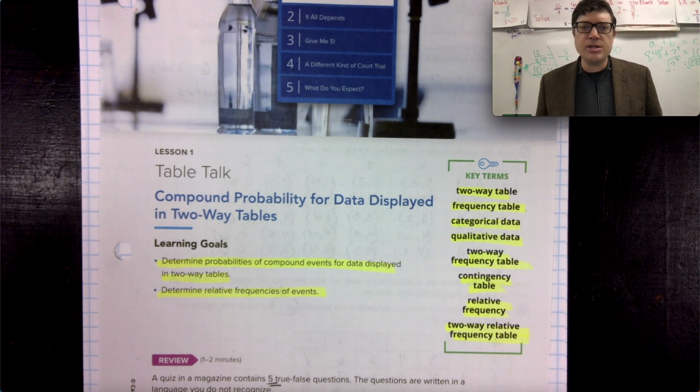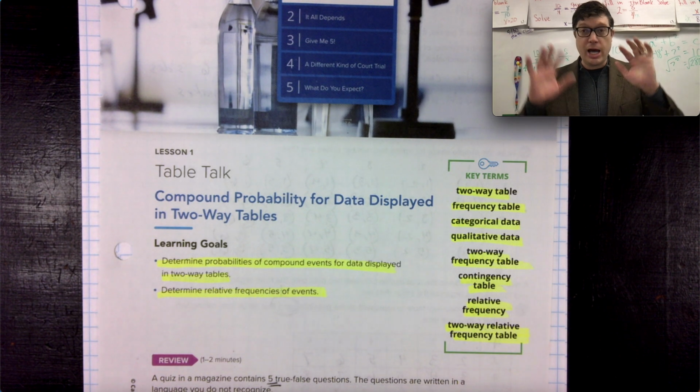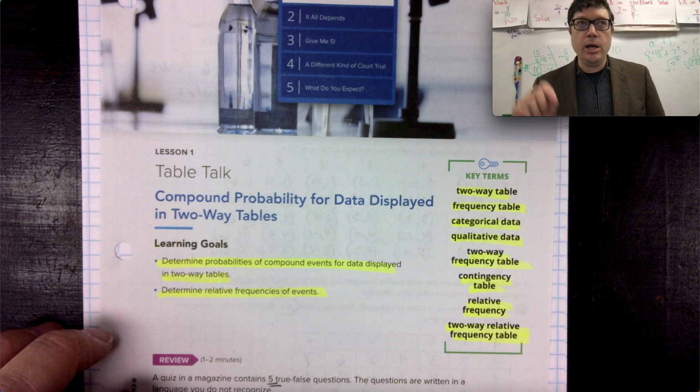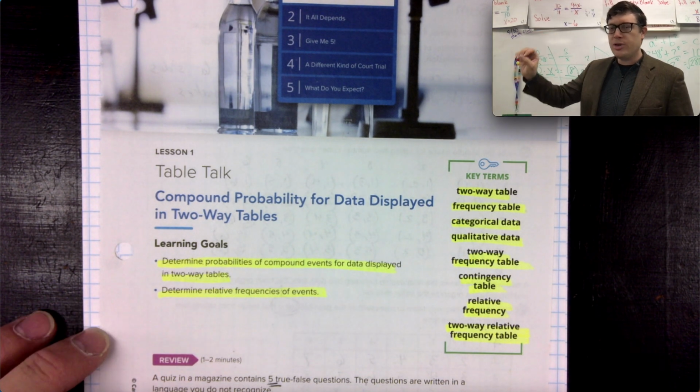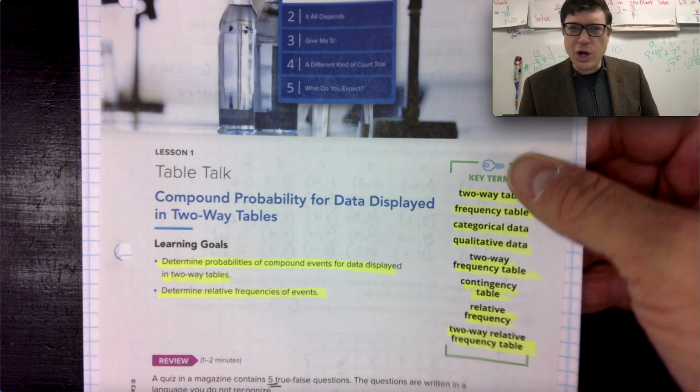What is a compound event? What are we doing when we display data? What are two-way tables? What are relative frequency tables? If those are things you're saying words right now, maybe write them down and plan on becoming aware of what they're talking about as we go through the next lessons. That's good notes, good note taking.